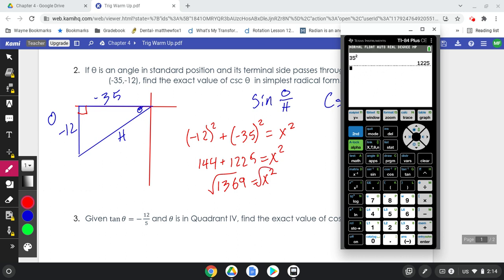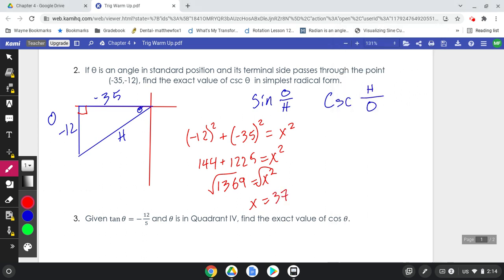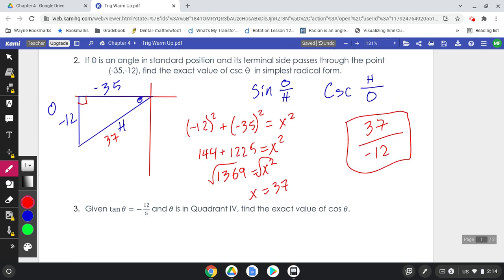Take the square root of both of those to find what x is. The square root, we can just do second, hit that x squared of 1369, and we hit enter, and we'll get 37. So we can put that as our h, and at this point now, all we have to do is write h over o, so 37 over -12, we are done. Now, if at any point you're not understanding, look back through the notes, even look at the lessons from, I think this was also 4.2 or maybe 4.3.